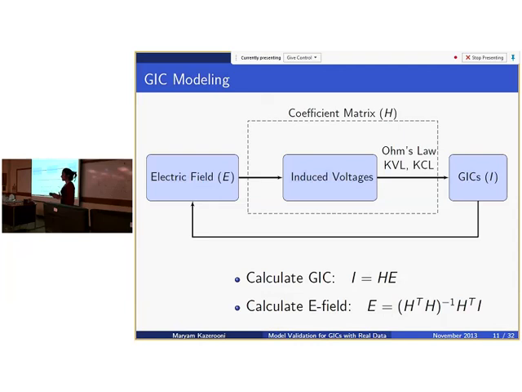Because the system is linear, once we do the math, it turns out that the electric field is related to the GICs through a constant matrix, which we call the coefficient matrix. This coefficient matrix depends on the network topology and the resistances. So if we have the information about resistances and the network topology, we can calculate the coefficient matrix. Also, here I said that if we have the electric field, we can calculate the GICs, but with this model we can actually go the other way too. If we have the GIC, we can calculate the electric field.